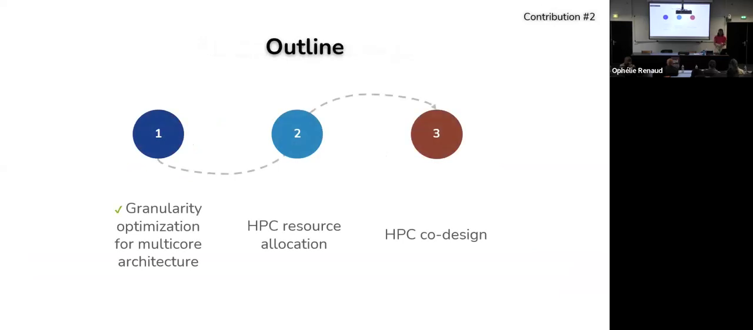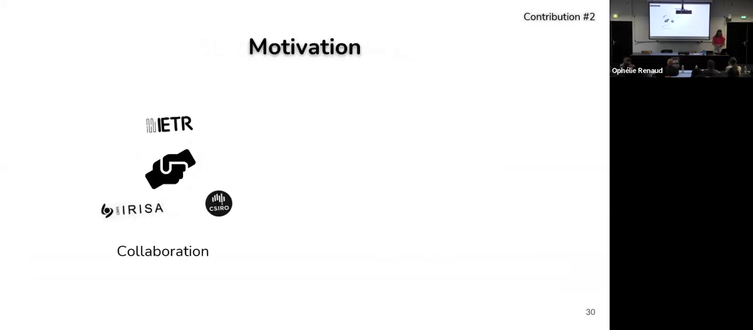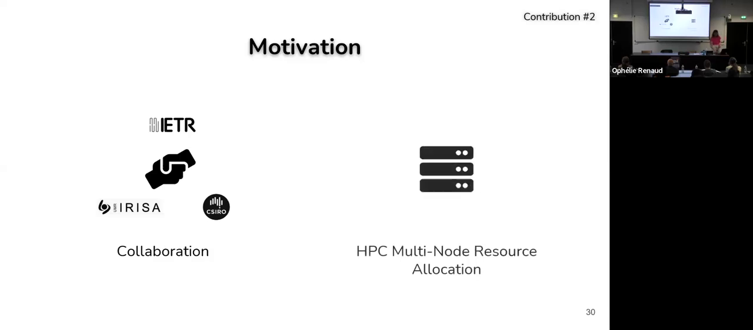So, now that we have optimized resource allocation within a single node, let's move on to the next step, which is allocating resources on multi-node architectures, which leads to HPC systems. This contribution was initially motivated by collaboration with 2 partners, the astronomers at CSIRO in India and the IRISA laboratory. And our aim is to provide an HPC multi-node resource allocation method.